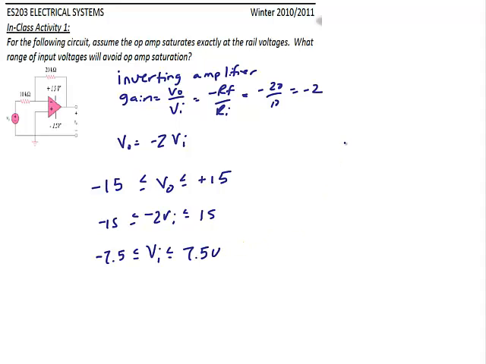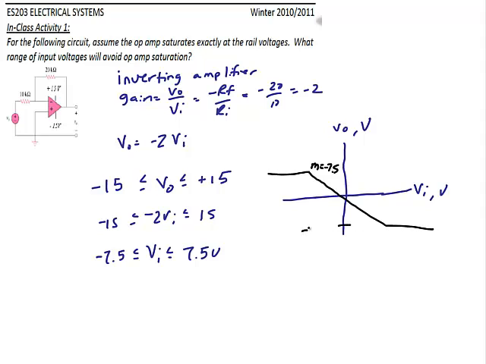If I drew a sketch of the input and output relationship for this op-amp, what you would see is I have VO on the vertical axis, VI on the horizontal axis. And because it's an inverting amplifier, I'm going to have a negative slope that has negative 7.5, and it's going to saturate at negative 15 volts and positive 15 volts.